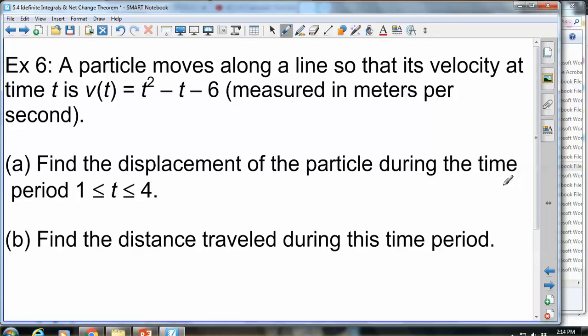So let's practice. A particle moves along a line so that the velocity at time t is given by this equation, measured in meters per second. Part A, I want the displacement during the time period, and B, I want the distance traveled.